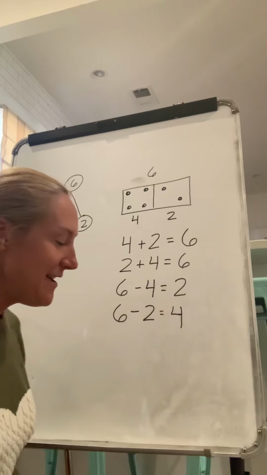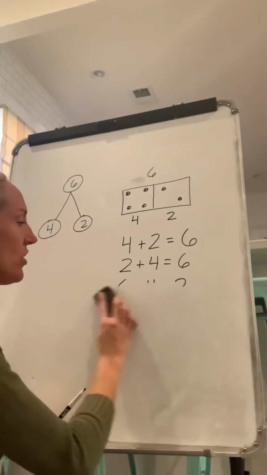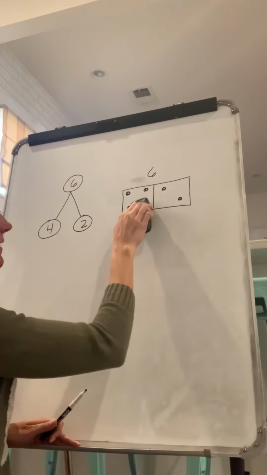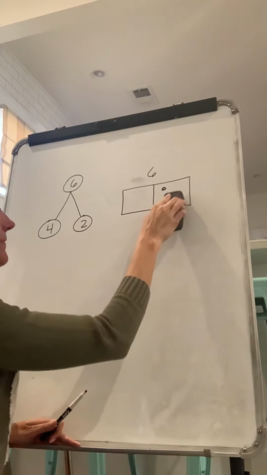Ooh, okay, so let's try one where you try it on your whiteboard. Okay, so let me get a new domino.